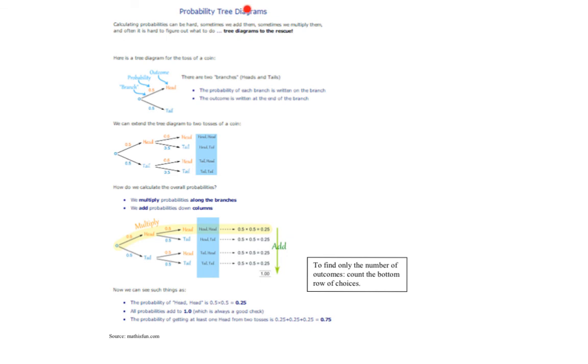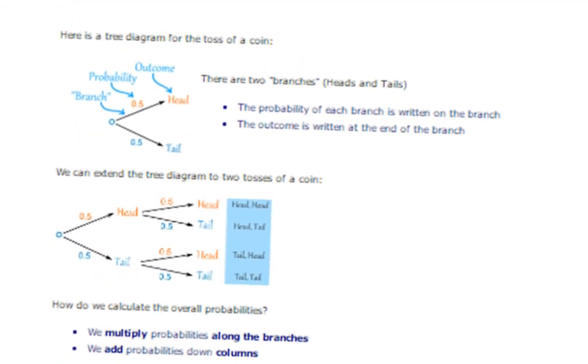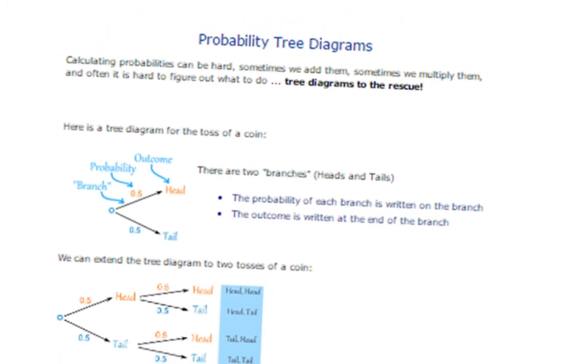So you can use tree diagrams to help you find a probability, or just to find out the number of outcomes, depending on what the question is asking. So here is a tree diagram for the toss of a coin. So you have two branches. When you toss a coin, you can get heads or you can get tails. And then you're going to write the probability of each branch on that branch. So when you flip a coin, you can get heads 1 out of 2 times, or you can get tails. The probability is 1 out of 2 also. And so that gets written on the branch.